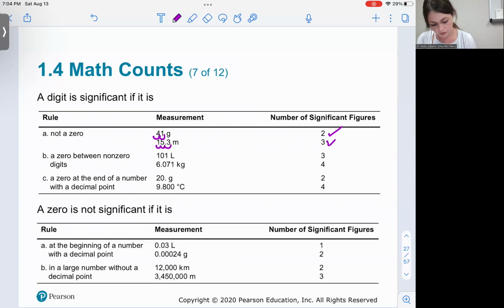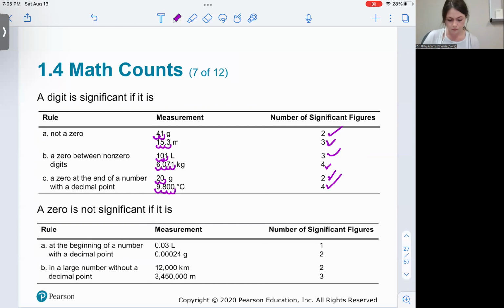Okay. A zero between non-zero digits. Well, this one's between non-zero digits, so 1, 2, 3, because we know that if it's non-zero, it's a significant number. We've already gone over that. This is in the middle, 1, 2, 3, 4. They're all significant. So here, a zero at the end of a number that has a decimal at the end. Here, we have a number with a decimal, even though it has a zero at the end. So 1, 2, 3, 4.